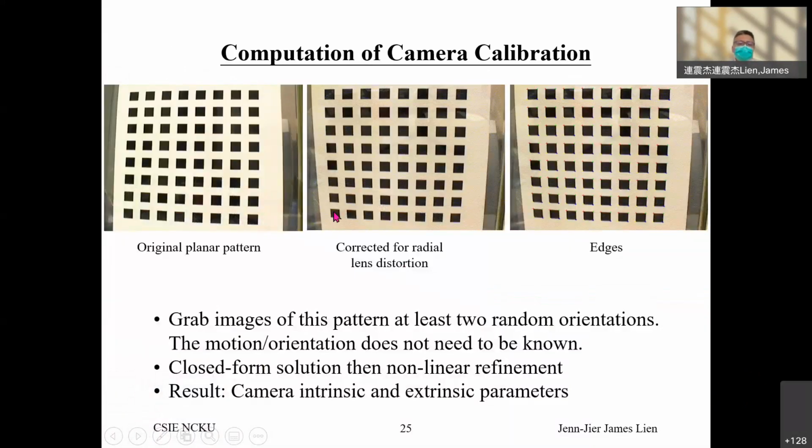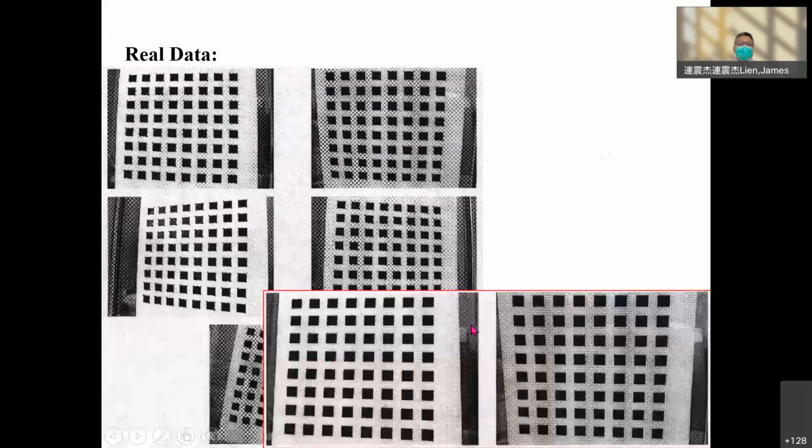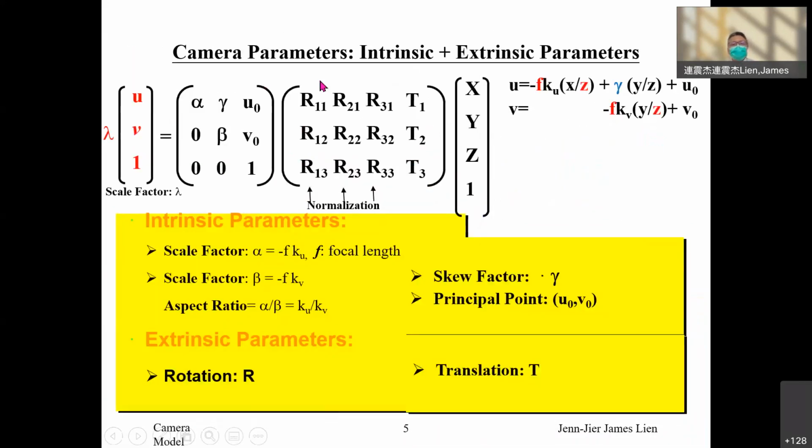Okay, there are different kinds of chessboards, and the one I show you is the easy one. But the purpose of the different chessboards is the same. So we start from here. This one is what I said previously. We start from this one, and we start to solve the intrinsic parameters and the extrinsic parameters.